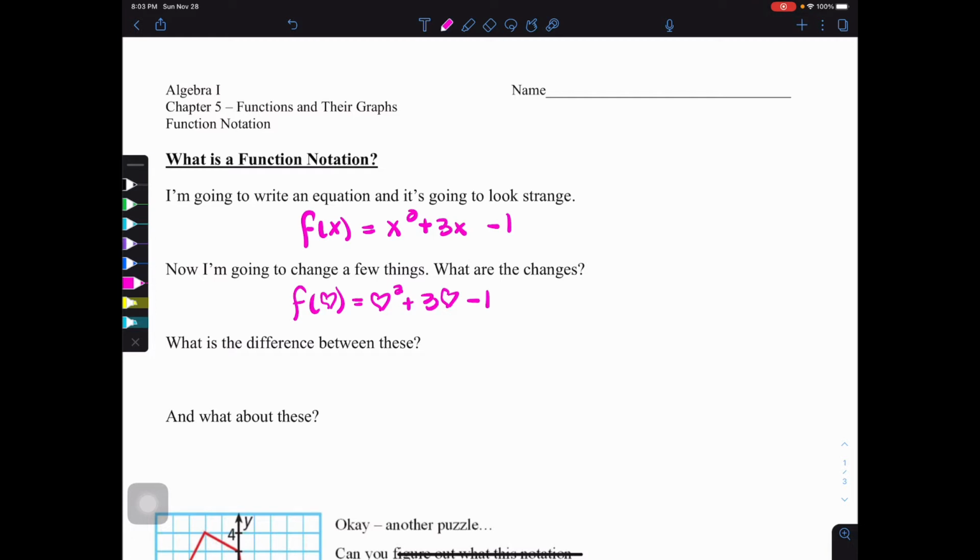So here's my next question. Now what's the difference between these? Looking at those two equations, what's the difference between them? Think for a second. Hopefully you see that this time I replaced all the X's with an A. So it's an A instead of an X.